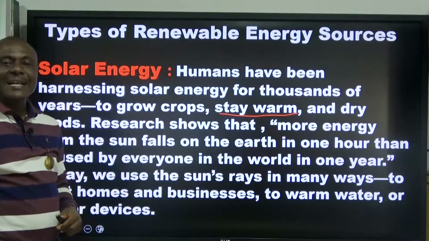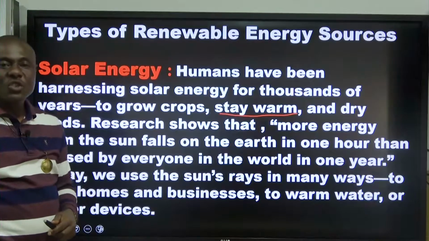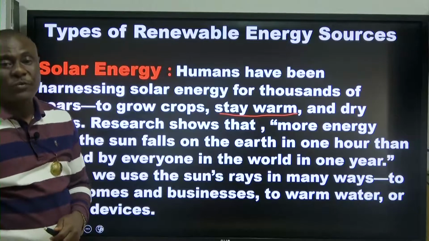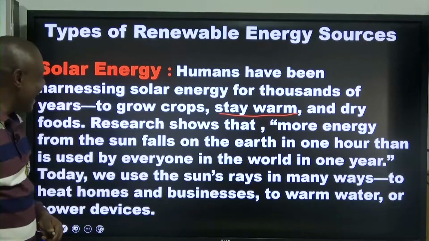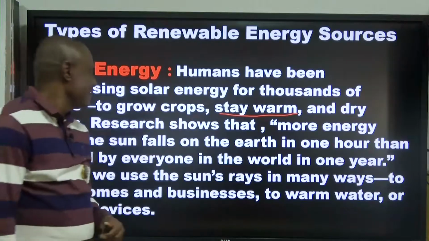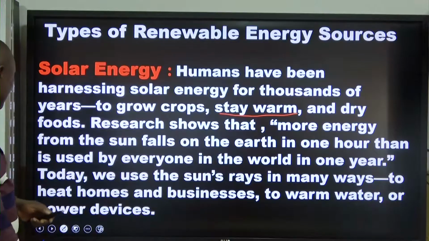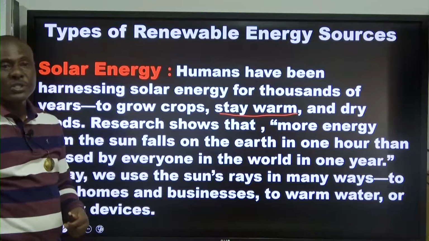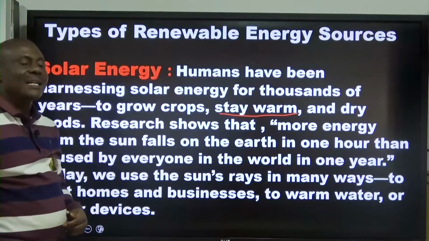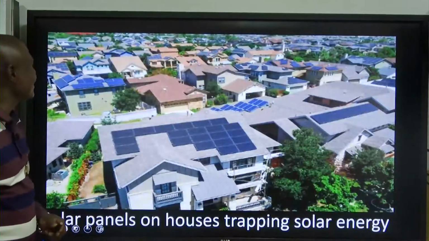Solar energy is that energy that is sourced from the sun, and it is one of the sources of renewable energy. Solar energy is trapped using a panel, which we refer to as the solar panel, and it is used in heating up the environment. It has been used in heating up homes, heating up water, heating up businesses, and so on and so forth, and even to power devices. That is the solar energy.